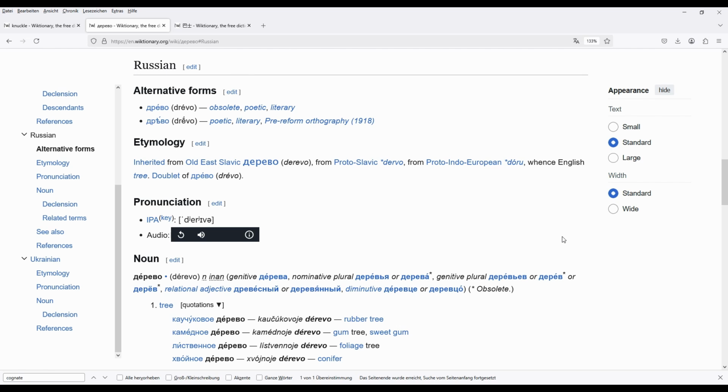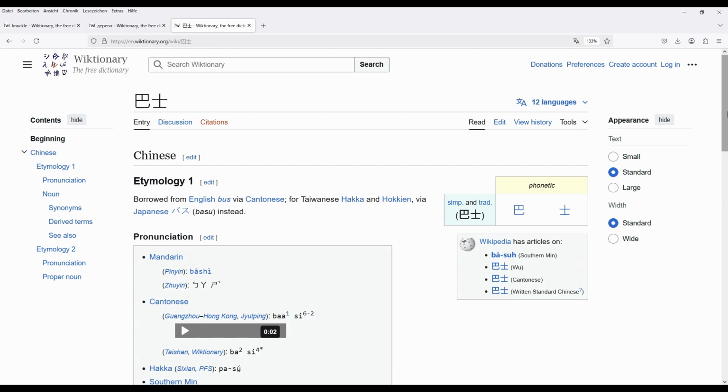In the end, let's go to a completely unrelated language. There's no genetic relationship between them. They are from different language families, English and Chinese. But interestingly, we are in a globalized world, so there are still a lot of loanwords, borrowed words, whatever.